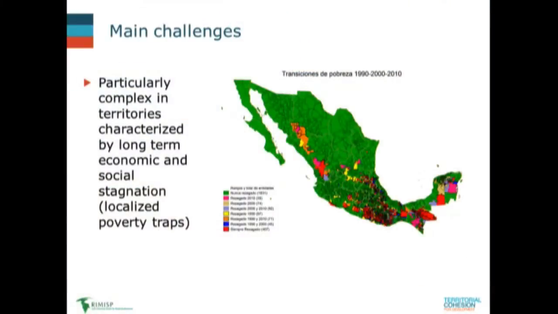These challenges become even more difficult when we're talking about what we call localized poverty traps. In every single country, even the most successful one in terms of economic growth, poverty reduction, et cetera, we find these places, these red dots in the map of Mexico, which have been stuck there for decades and decades. No growth, no poverty reduction, people getting out because there's no choices, et cetera. So doing territorial development in this context is, like any other approach, particularly challenging and particularly difficult.